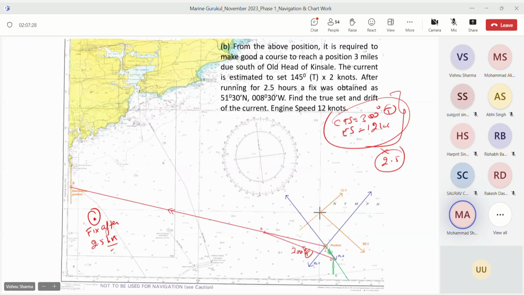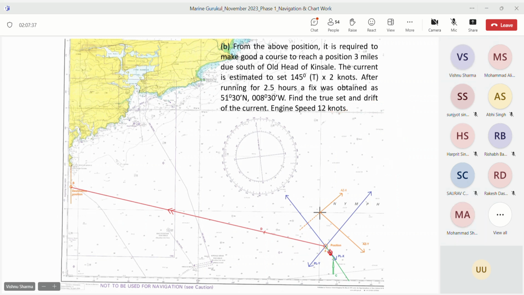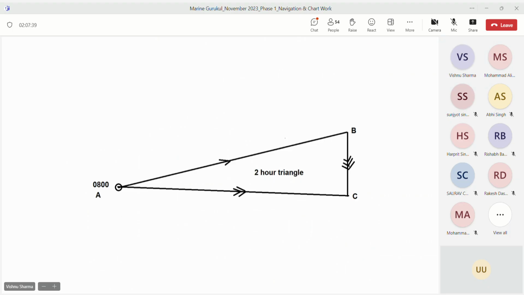Yes, sir. Course and distance will be changed to set and drift. Yeah, but from where to where? Course from where to where? From DR to fix. Sir, DR to fix. See this here. From 8 o'clock, known fix.